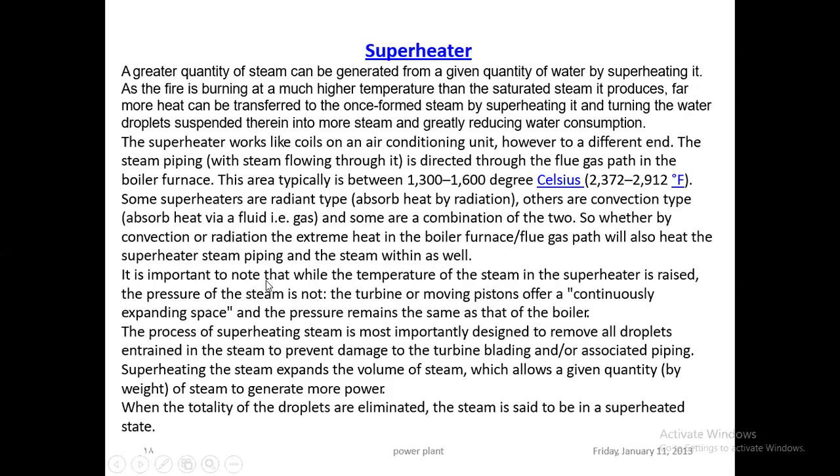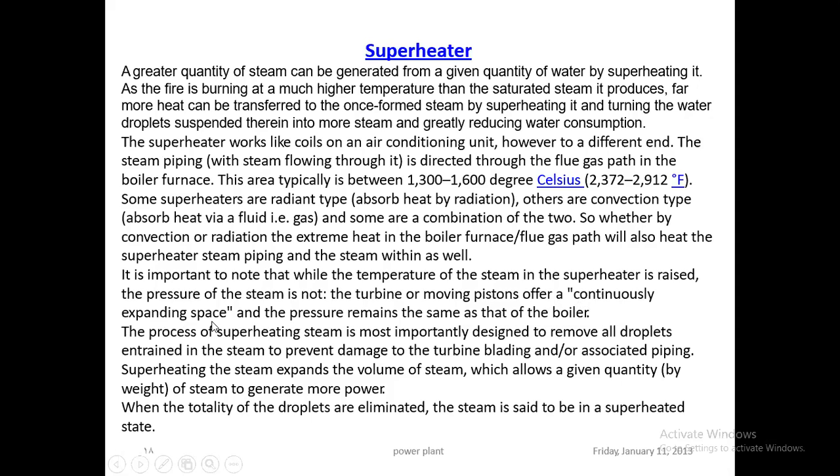It is important to note that the temperature of steam in the superheater is raised, and we also know that the temperature would be raised from 1300 to 1600 degrees centigrade, while the pressure of the steam is not. The turbine or moving piston offers a continuously expanding space.